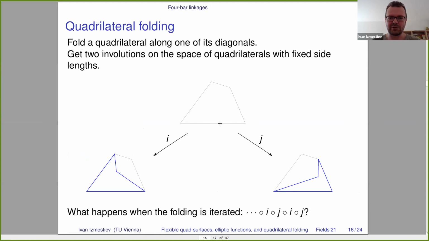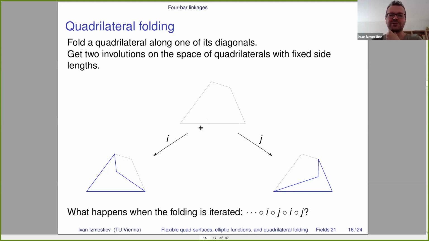Now I take a quadrilateral, not a spherical quadrilateral, but just a usual quadrilateral in the plane. This is this gray quadrilateral, and I fold it along one of the diagonals. Let me denote by I an operation on quadrilaterals which folds them along this diagonal.